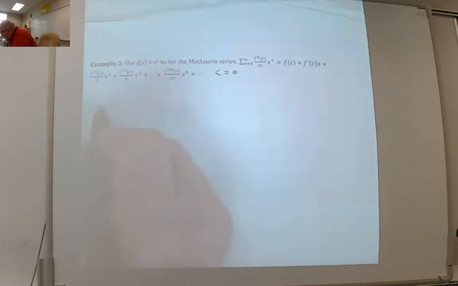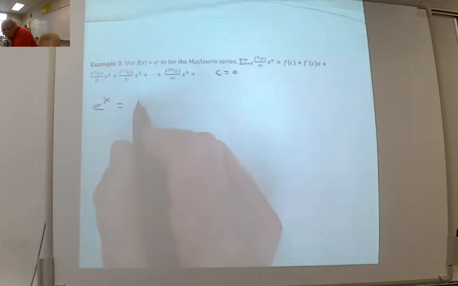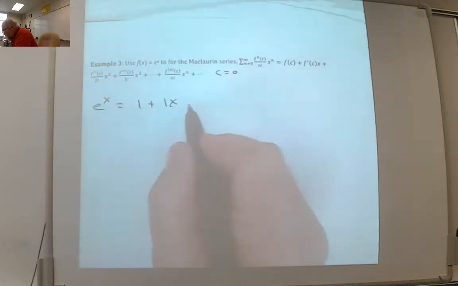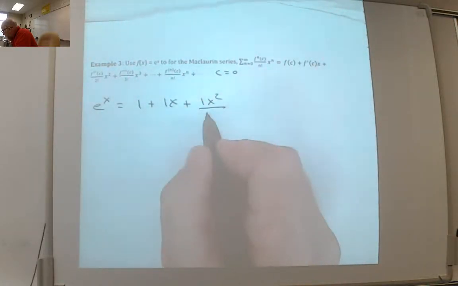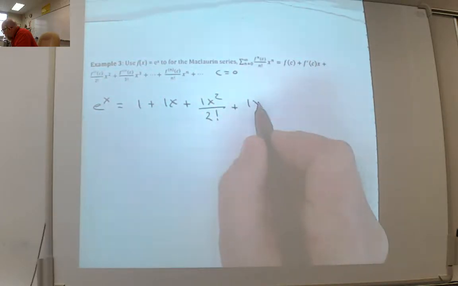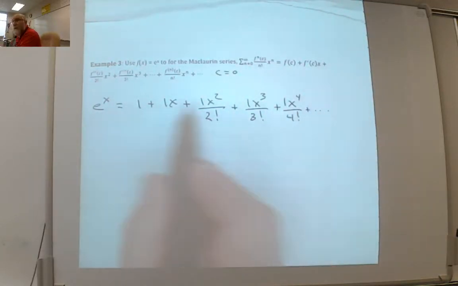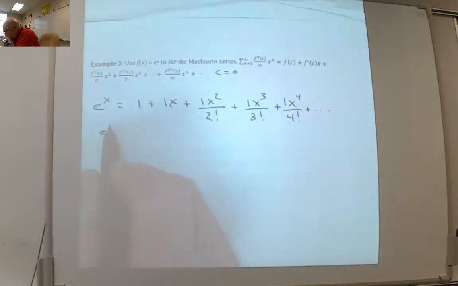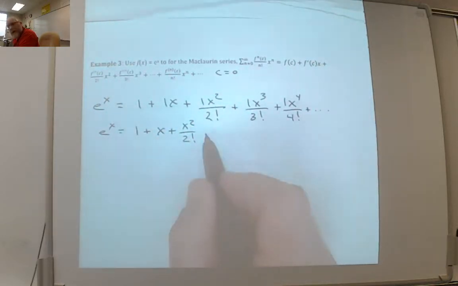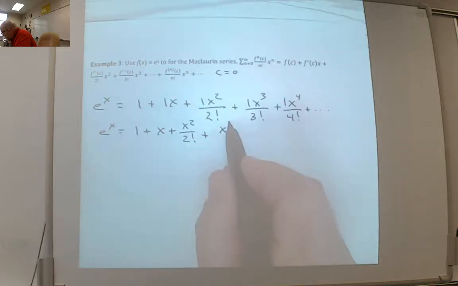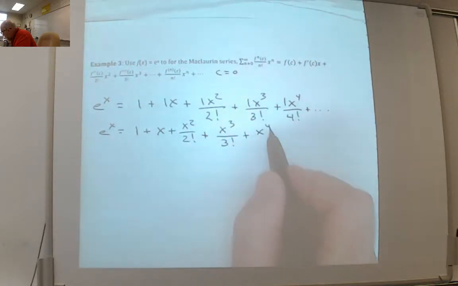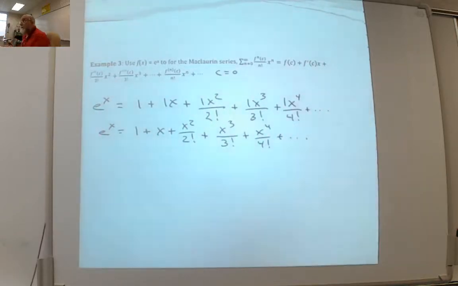So that means e to the x is going to be 1 plus 1x plus 1x squared over 2 factorial plus 1x cubed over 3 factorial plus x to the 4th over 4 factorial plus dot, dot, dot, right? These are the derivatives. That's why I'm writing them down. So that means e to the x is equal to 1 plus x plus x squared over 2 factorial plus x cubed over 3 factorial plus x to the 4th over 4 factorial plus dot, dot, dot. Correct?